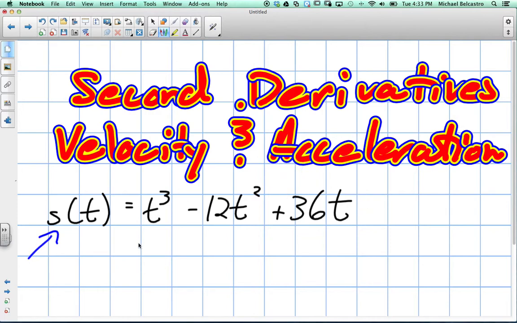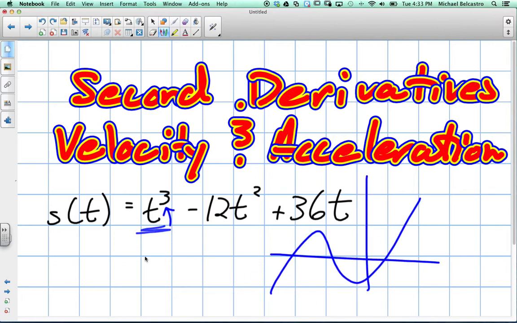Okay, so it's easy to tell that this is a cubic function. So it probably has some type of pattern like this if we were to graph it on an xy axis, right? When we find a derivative of something, we're finding its velocity.